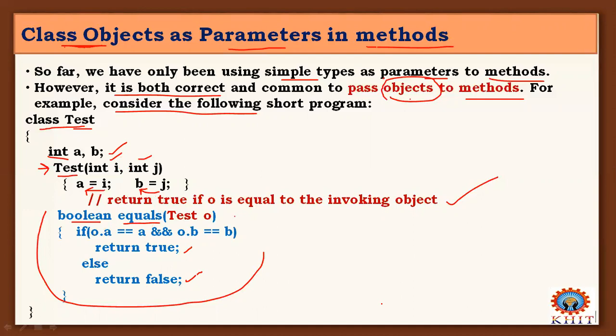When you create an object of the test class, this constructor is called with two values, and those two values are used to initialize the instance variables A and B. There is a method defined in this test class that takes an object of the class as a parameter. The object's variables A and B are compared with the class instance variables A and B, and if both are equal, it returns true, otherwise it returns false.